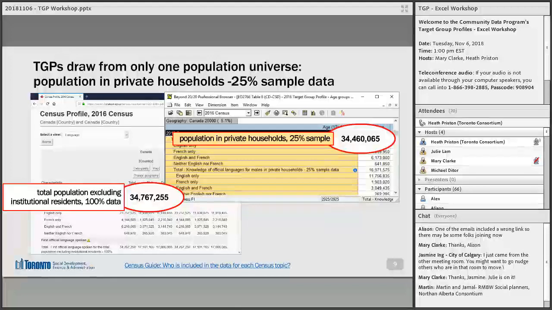The link there at the bottom of the page will take you to a little bit more information about the different universes that are present in the census profile. I'll give you a sec if you want to click that and open that in another browser, but we can come back to that if there are questions too.